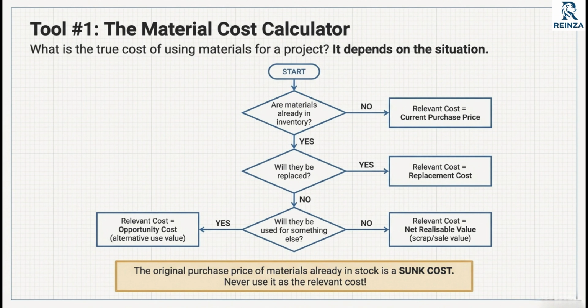The original purchase price of materials already in stock is a sunk cost. Never use it as the relevant cost. That money has already been spent. It cannot influence your decision about what to do now.